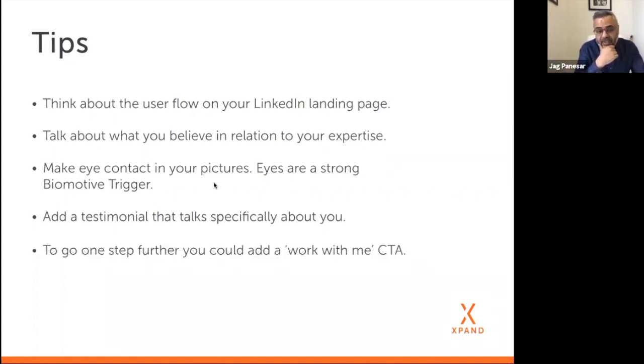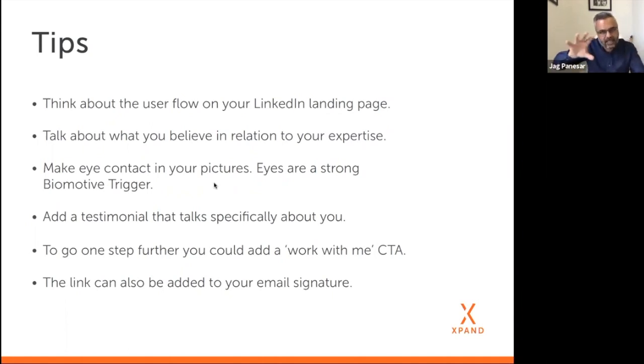To go one step further, you could add a work with me call to action. You could have a form in there that people can fill in and it emails directly to you. That's another way that you can make use of that. You could also use that link in your email signature. I call it a LinkedIn landing page, but you can use it in numerous other places that warms people into your website and gets them more into it, rather than that overview from your homepage.